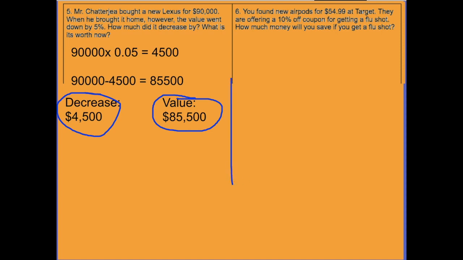All right, next we have, you found new AirPods for $50.49 at Target. They're offering a 10% coupon for getting a flu shot. Stores like Target typically do something like this to try to get you in there. How much money will you save? Not what's the total value, but how much will you save, right?